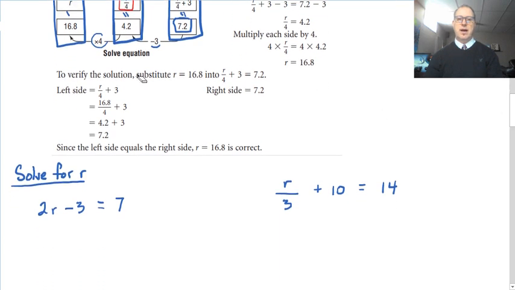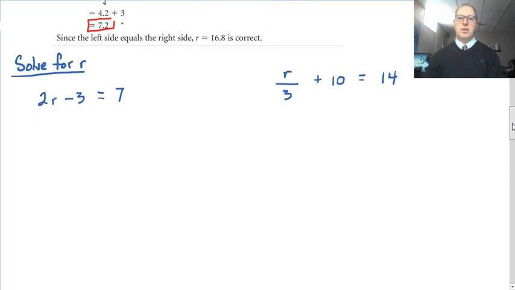Now to verify, I can pump my solution into my equation, and I'll check to see if the left side equals the right side. So again, 16.8 was my answer. So 16.8 goes in for r. I can do this on my calculator if you want, and then see if the left side equals the right side. That's what you can verify.